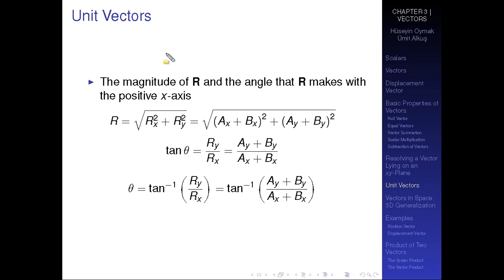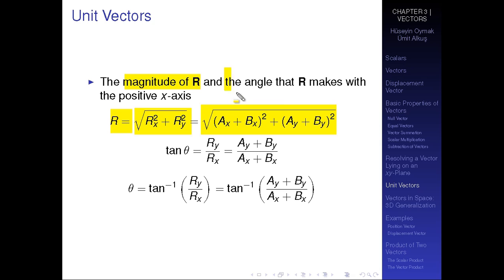Combining all the results we obtained so far, the magnitude of the resultant vector R is obtained as R equals square root of Rx squared plus Ry squared, or in terms of the components of A and B, it is square root of Ax plus Bx squared plus Ay plus By squared.